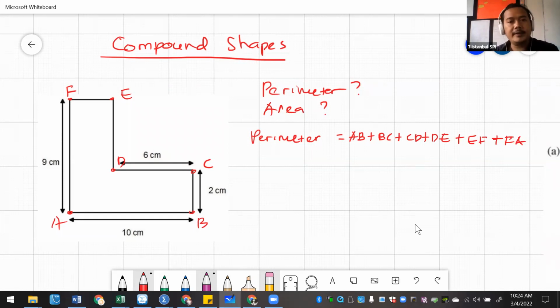But there's a problem here actually. We need to know all of the side lengths, right? The ones that we already know in here are the 9, the 10, the 2, and the 6. But we haven't known the DE, right? And then EF, we don't know that. So we can find it out by looking at the other sides of the shape. Okay. Can anyone try to tell me what you think is the length of ED and EF?